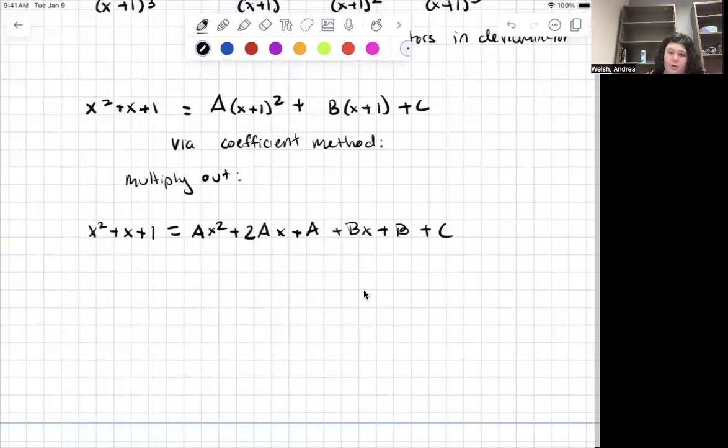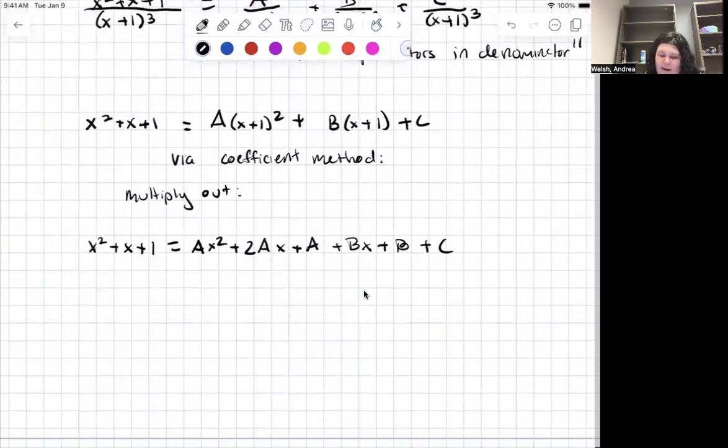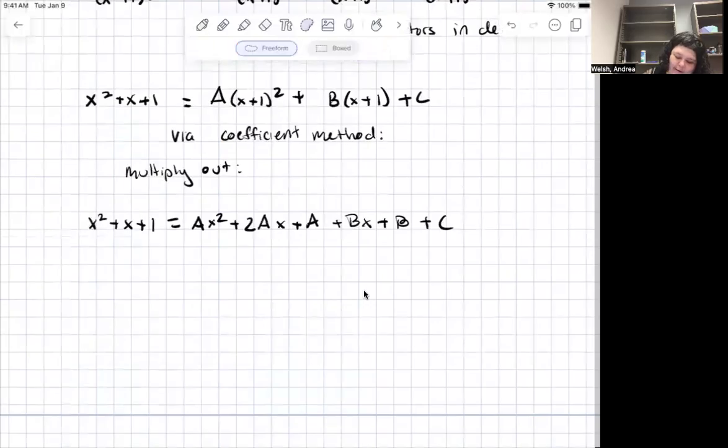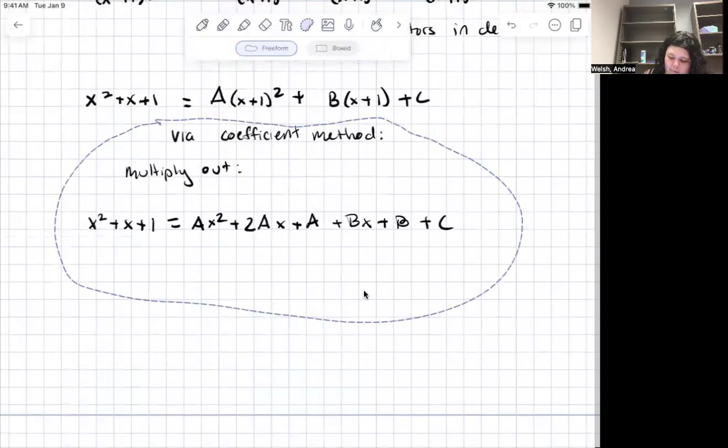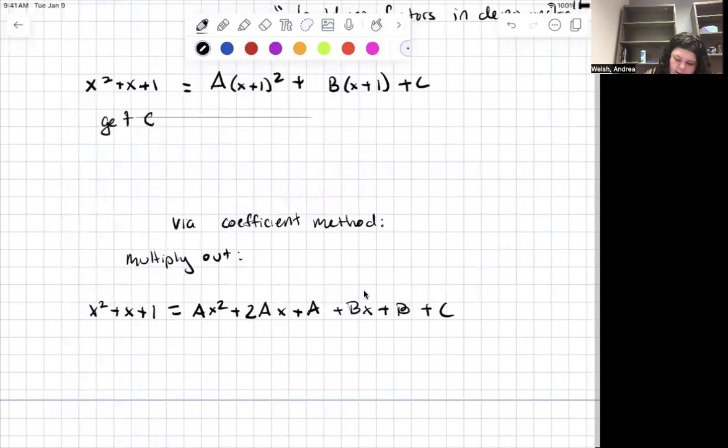I'm going to use both methods because it's actually going to be easy. Let's get the C first. We're going to first get C by the substitution method, and the reason for that is because it's going to be really easy to do with making zeros.